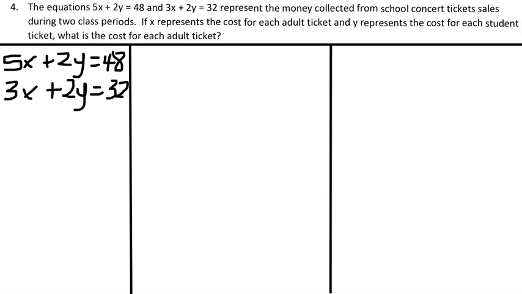We have the same variable for y, same coefficient for y, but we're going to change maybe the first equation by multiplying times -1, so that the equation becomes -5x minus 2y equals -48. Now I'm not going to change the second equation. I'm just going to write it on the bottom.